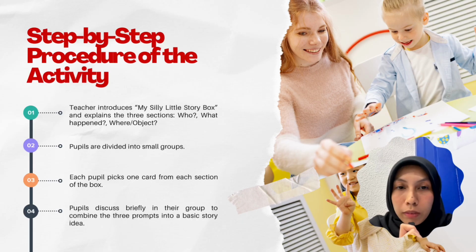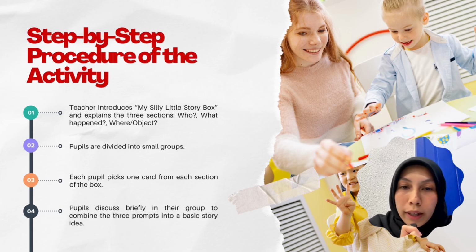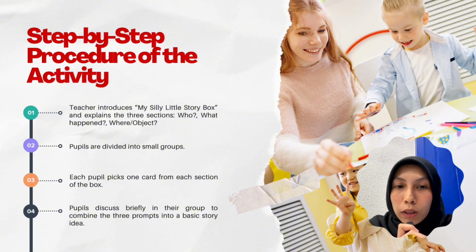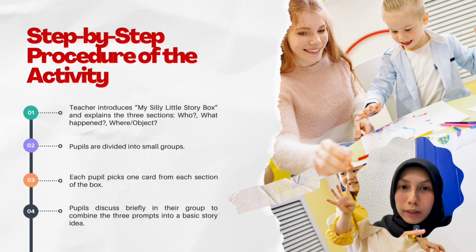So the third step is each pupil picks one card from each section. Every pupil comes to the box and randomly selects one card from the who, one from what happened, and one from where or object. This will create excitement and curiosity because pupils do not know what prompt they will get.